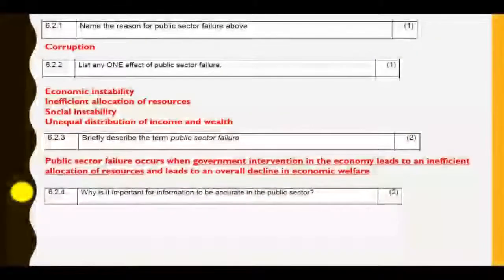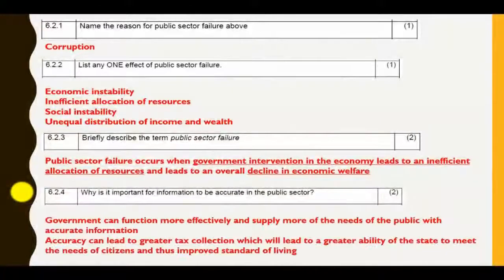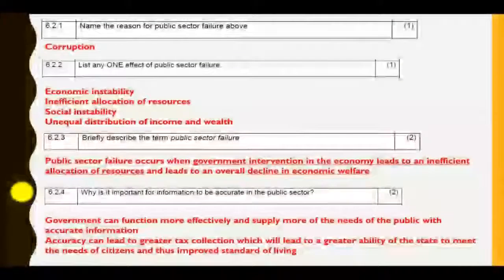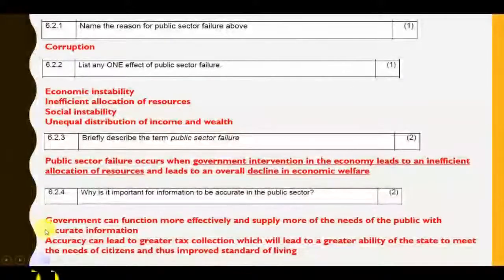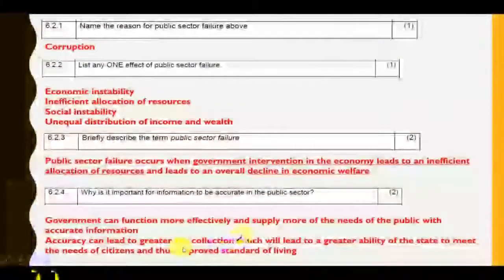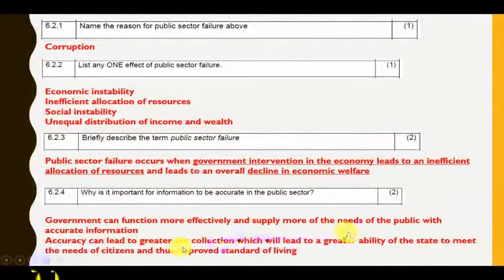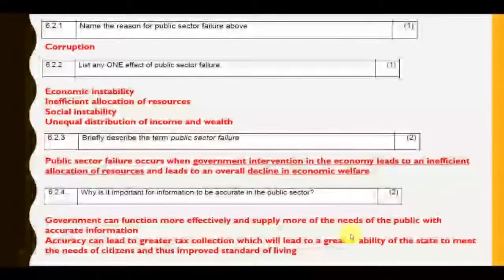Alright, let's put down ideas, grade 12s. If government has information that is accurate, it can function more effectively and supply more of the needs of the public. So that's the first thing. It can function more effectively and supply more of the needs of the public. So if I know how many children are going to be going to grade 1 next year, I can make sure that there are enough schools with places for them.